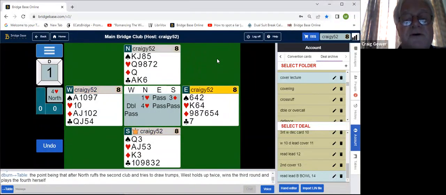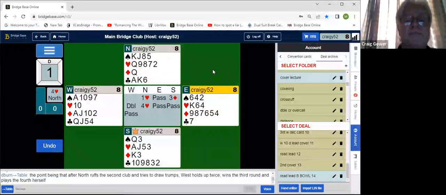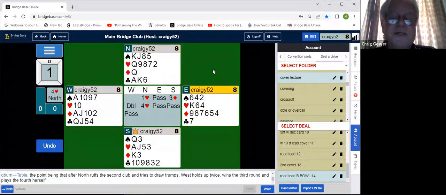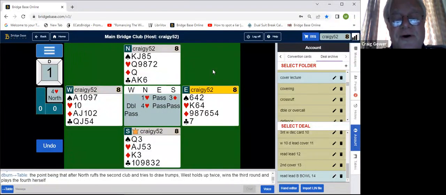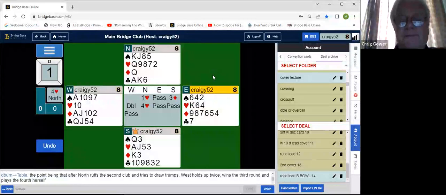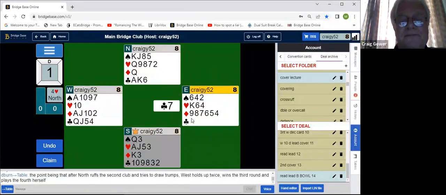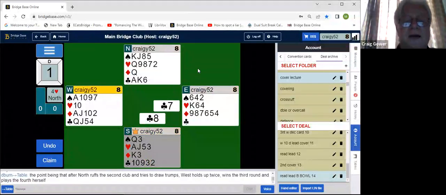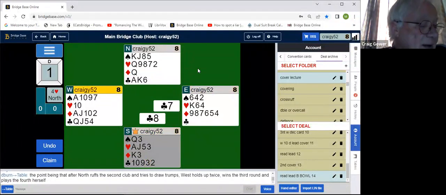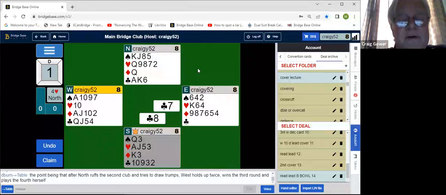So even though I'd shown diamonds, East could see that it was probably a waste of time to lead diamonds. That wasn't going to defeat the 4 heart contract. So he tried the club, and Declarer played the 8.